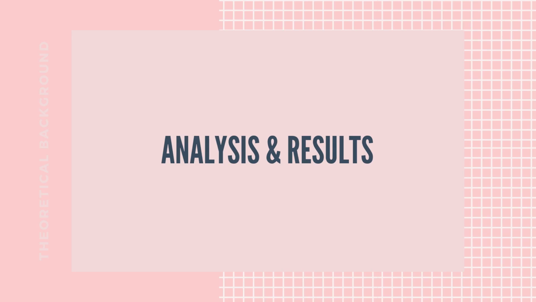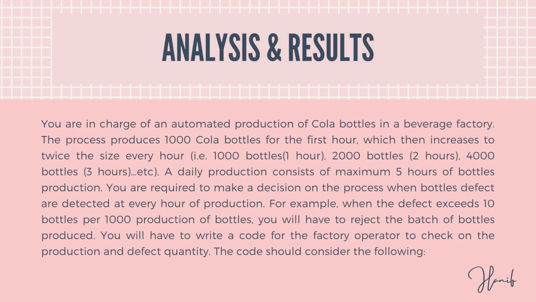So the question that we got is, you are in charge of an automated production of cola bottles in a beverage factory. The process produces 1,000 cola bottles for the first hour, which then increases to twice the size every hour. For example, 1,000 bottles in 1 hour, 2,000 bottles in 2 hours, 4,000 bottles in 3 hours, and so on. A daily production consists of a maximum of 5 hours of bottle production. You are required to make a decision on the process when bottle defects are detected at every hour of production.